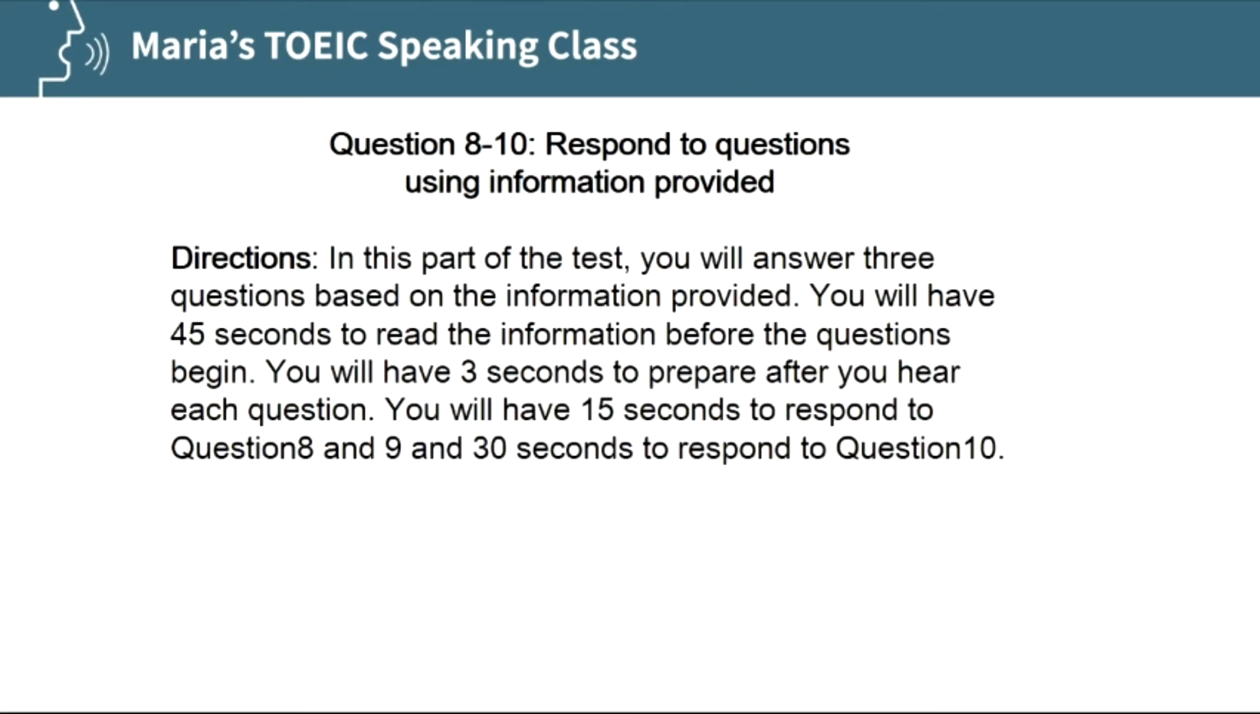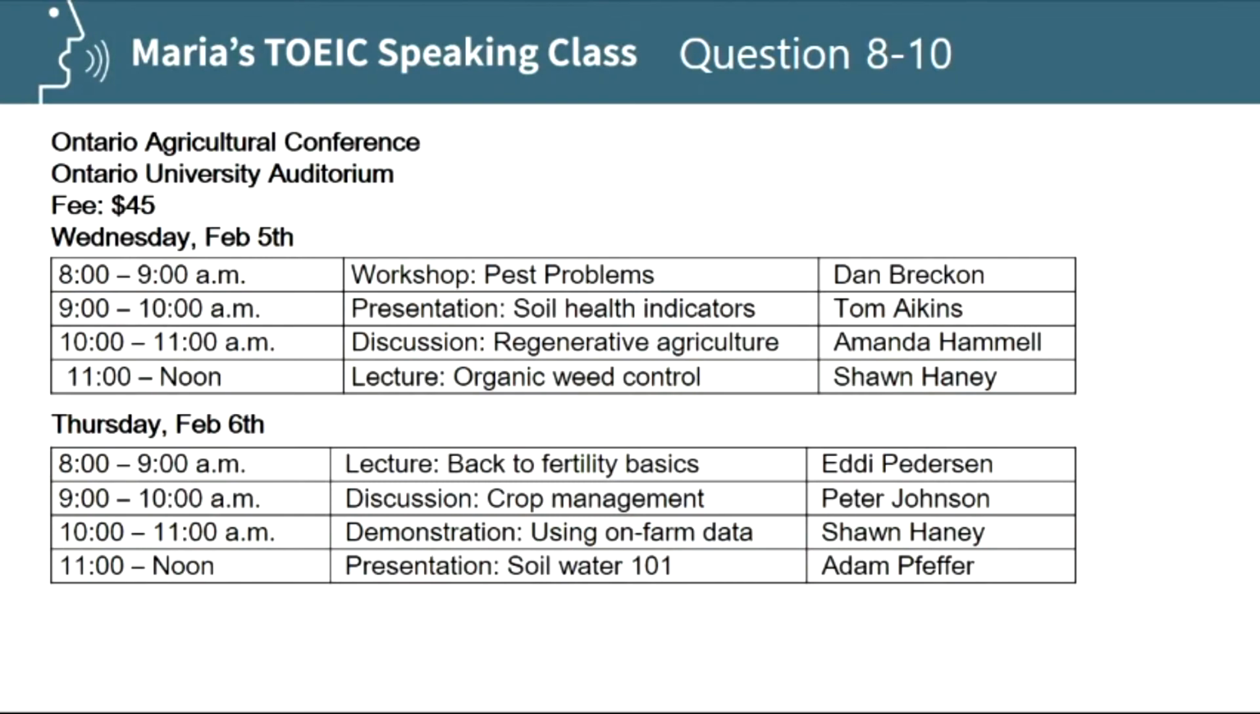Maria's TOEIC Speaking Class, Part 4, Directions. In this part of the test, you will answer 3 questions based on the information provided. You will have 45 seconds to read the information before the questions begin. You will have 3 seconds to prepare after you hear each question. You will have 15 seconds to respond to question 8 and 9, and 30 seconds to respond to question 10. Begin preparing now.